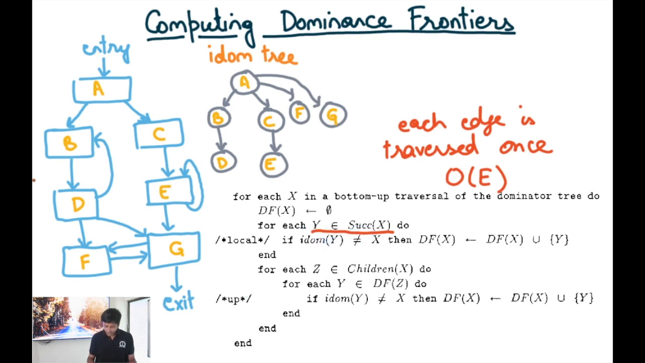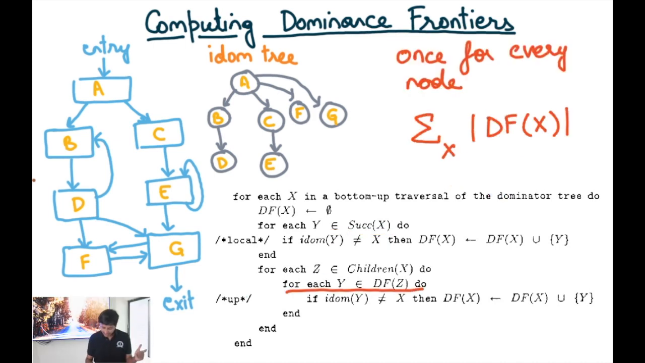For each node X in the graph, in bottom-up traversal, but it doesn't matter, we are going to look at each node and at all the outgoing edges of that node. So for each node, we look at all the outgoing edges exactly once in this step. That basically means that each edge is looked at exactly once. So the check here is going to be executed order E times.